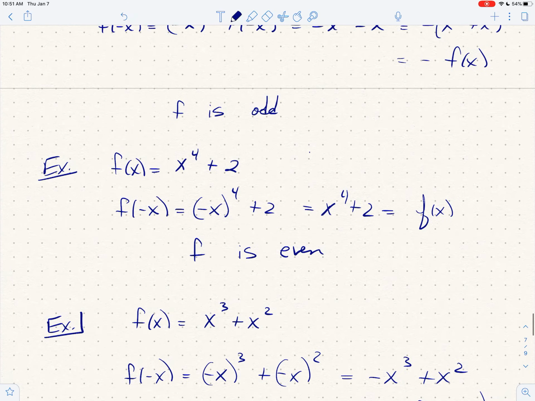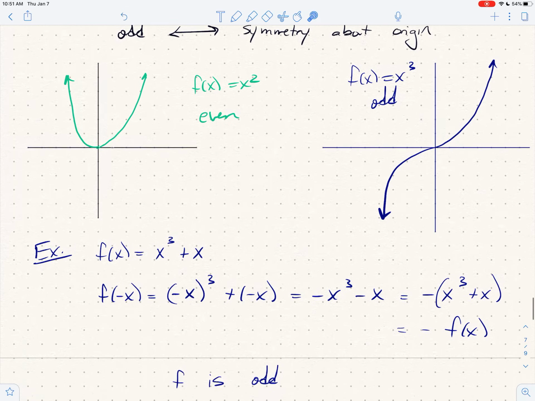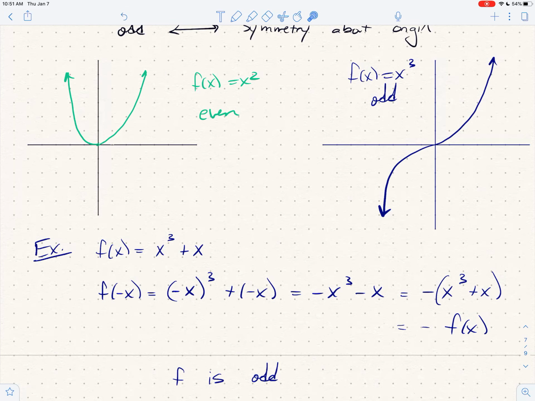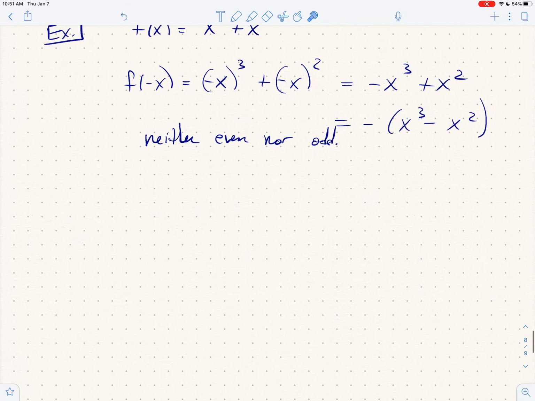And so the point is, I'm not going to graph this function, but I know from the algebra that its graph is not going to have symmetry over the y-axis. And in general, when you discover that a function is odd, then you know that it has symmetry over the origin as well. Okay, so that's just a quick rundown on even and odd functions.